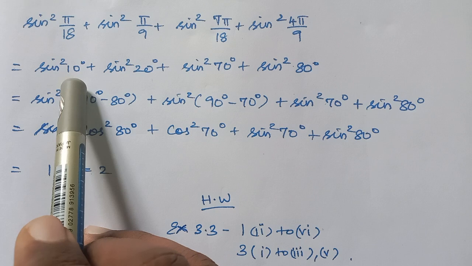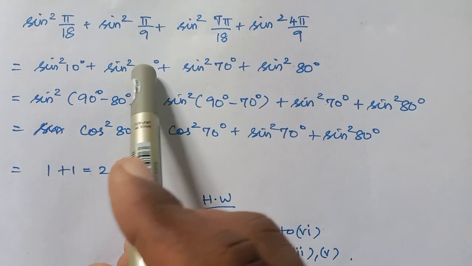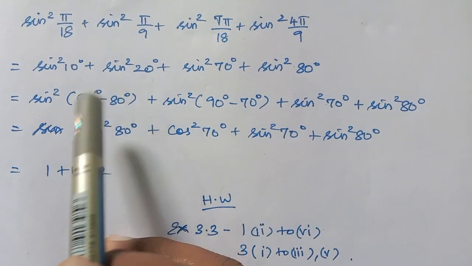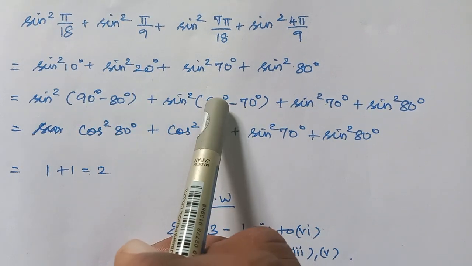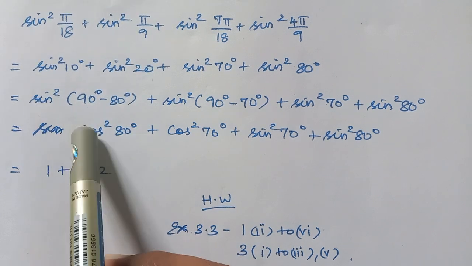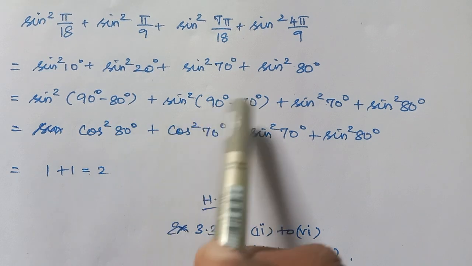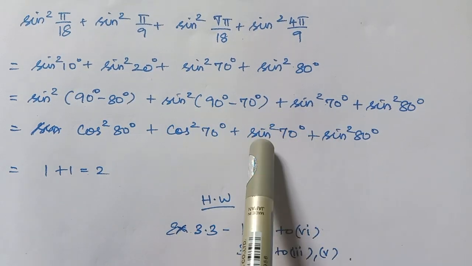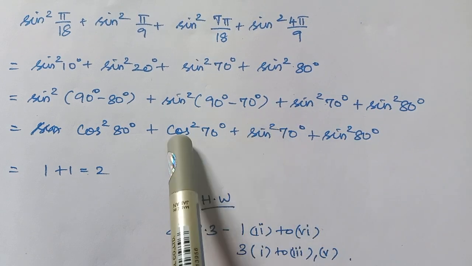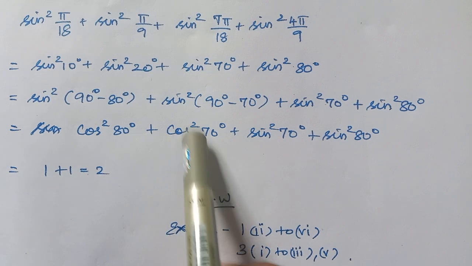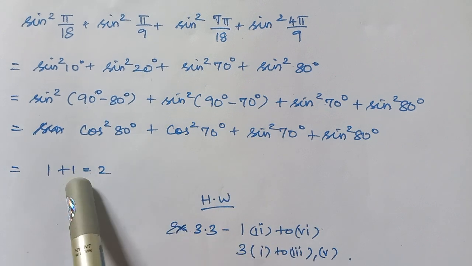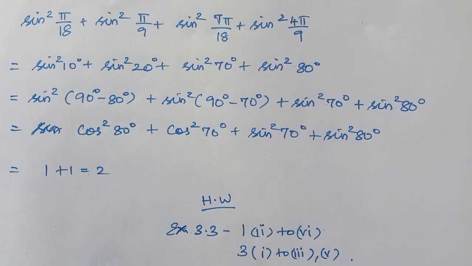Now you know that 10 can be written as 90 minus 80 and 20 can be written as 90 minus 70. So 90 plus or minus theta, it is in the first quadrant. This is also in the first quadrant, so all positive. But when you write 90 plus or minus theta, sine becomes cos. So cos 80. Similarly, cos 70. These two you must not change. Now you know that sine square theta plus cos square theta, if the theta is same, when you add sine square and cos square, it is 1. So sine square 70 plus cos square 70 is 1. And sine square 80 plus cos square 80 is also 1. 1 plus 1 is 2. So that's all about this exercise.